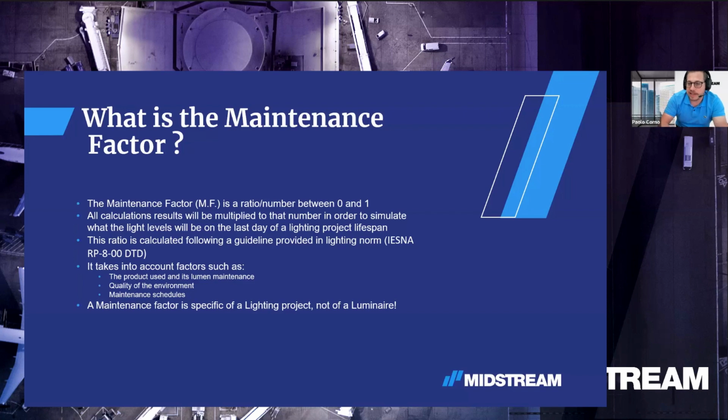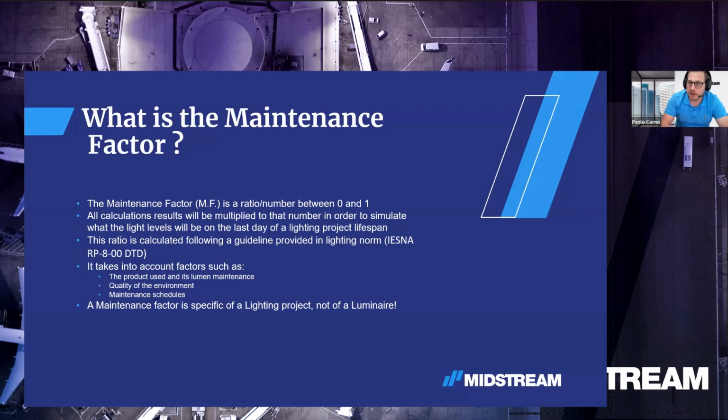This ratio, this number, is calculated following a specific guideline, which has been around since the early days of lighting design. It has evolved over time with the change of technology. For example, the most standardized way of calculating is using the IESNA RP8 guidelines. What does this take into account? Different variables, starting from the product used, mostly due to the technology used. In our case, LEDs. There are not many lighting projects being done now with discharge luminaires. And the lumen maintenance, so the aging of the product. How much lumen output will the product lose over its lifetime?